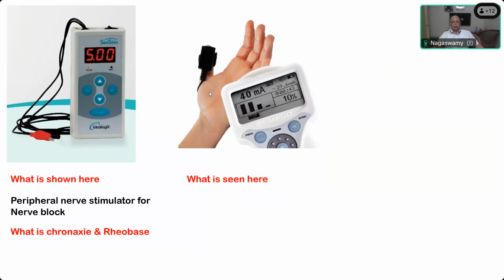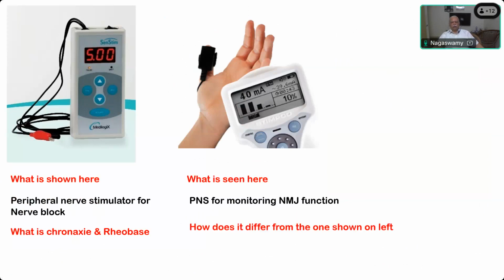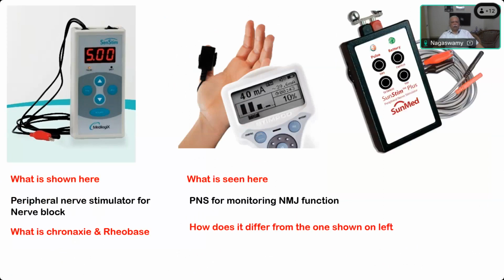So this is a little different from that. You can see here there is a strength of 40 milliamperes. This is used mostly for monitoring the neuromuscular junction. A peripheral nerve stimulator for monitoring the neuromuscular junction has a higher strength of current that can be delivered, and it is usually attached to the thumb for eliciting the stimulation. So how does it differ from the one shown on the left? That is the current strength mainly.